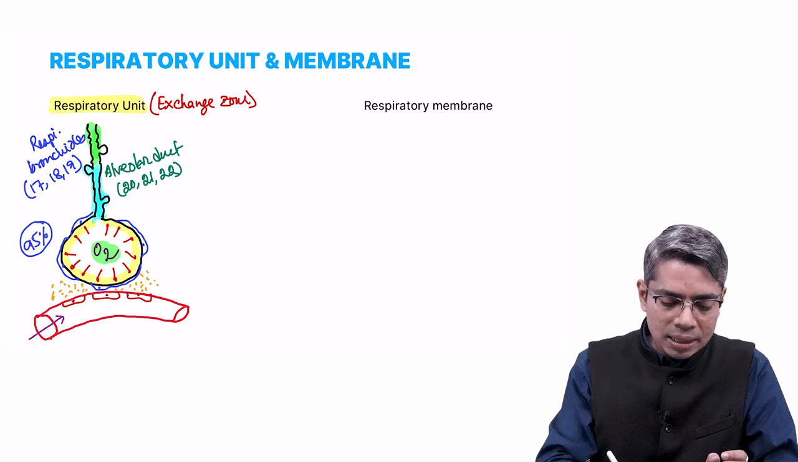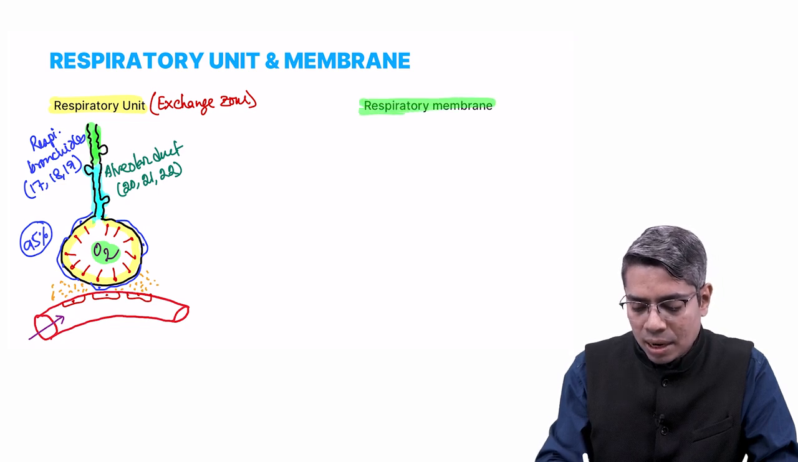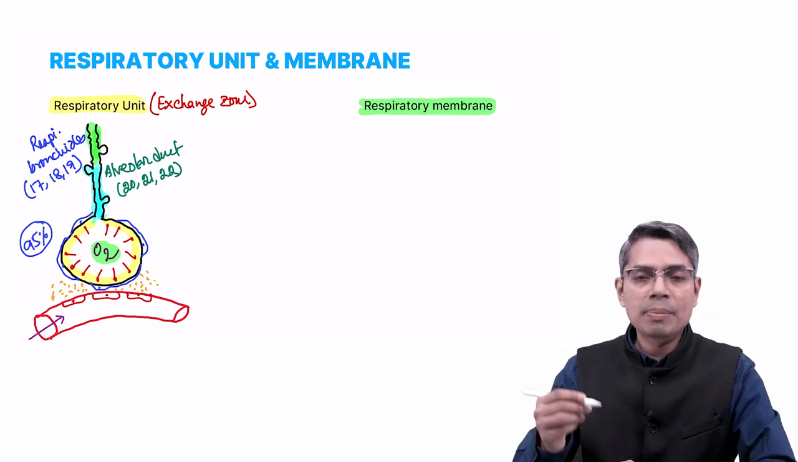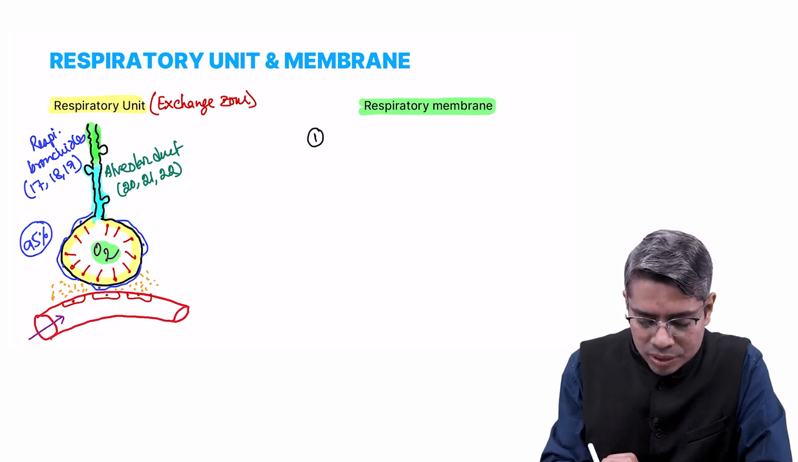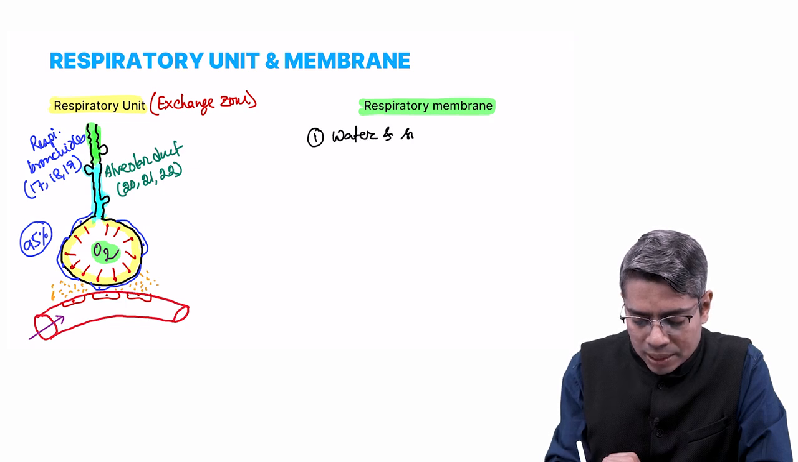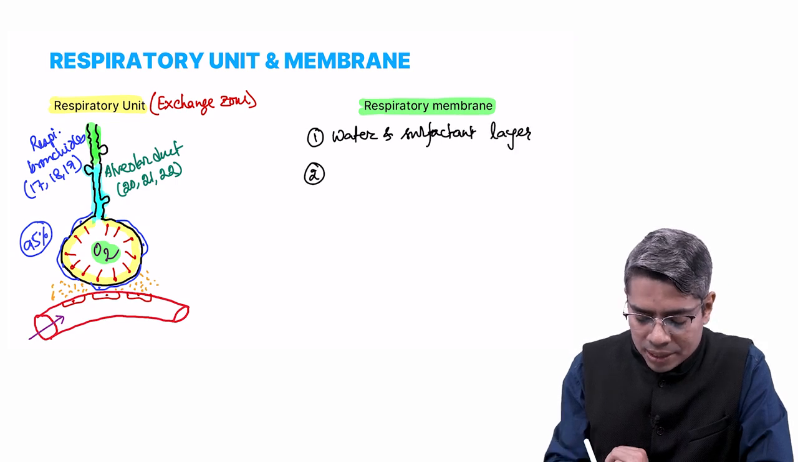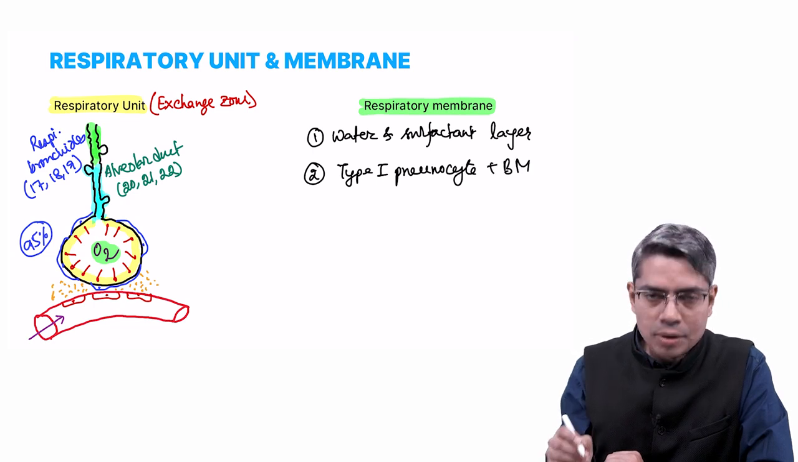So what are the layers through which oxygen is passing? All these layers are under the heading of respiratory membrane. If I ask you what structures or layers the respiratory membrane consists of, your answer will be: first, it has to cross the water and surfactant layer. Then it has to cross the type 1 pneumocyte along with its basement membrane.